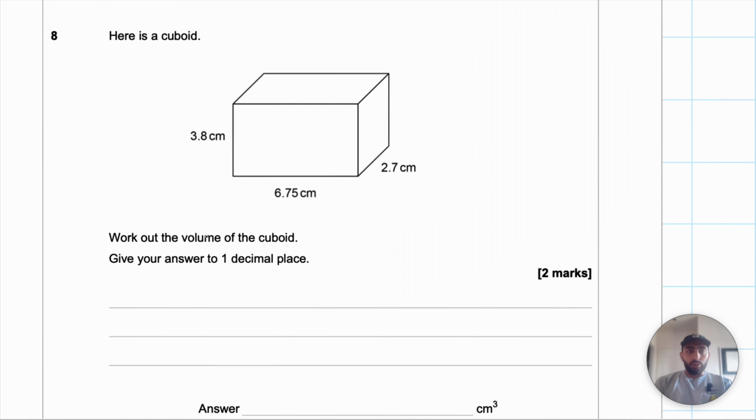Question 8. Here is a cuboid. Work out the volume of the cuboid. Give your answer to 1 decimal place. So to work out the volume of a cuboid, all I need to do is multiply the length by the width by the height. So I'm multiplying these 3 numbers by each other. So 3.8 multiplied by 6.75 times 2.7.